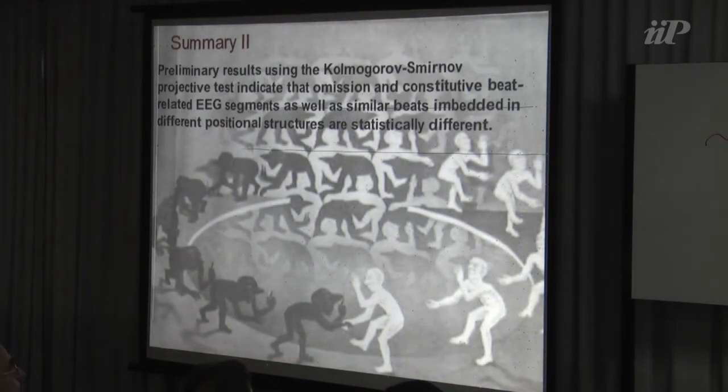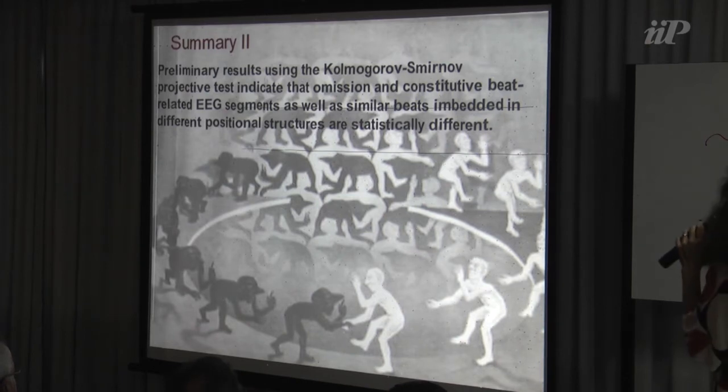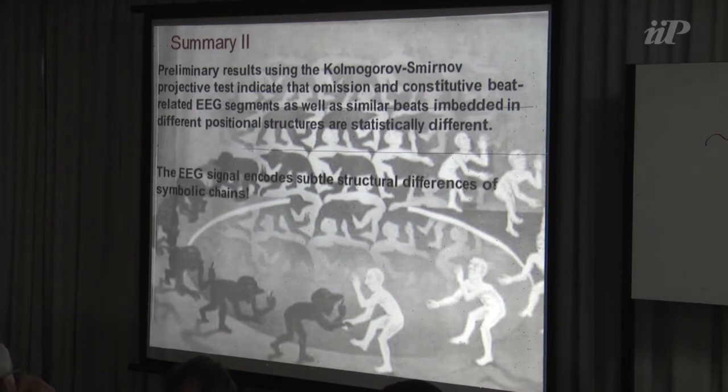Okay, just to conclude, we found interesting results by comparing omission and constitutive beats, as well as preliminary data on the similar beats, but embedded in different positional structures. So we are excited by the possibility that this EEG signal could encode this subtle structural difference of symbolic chains. And we would like to open the discussion with you about this topic.